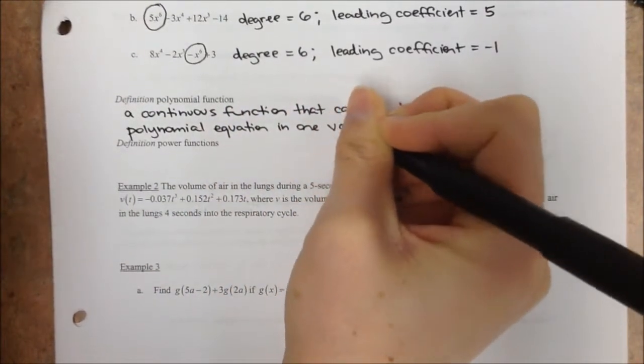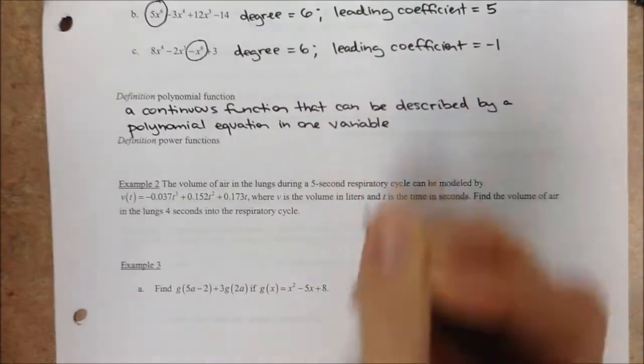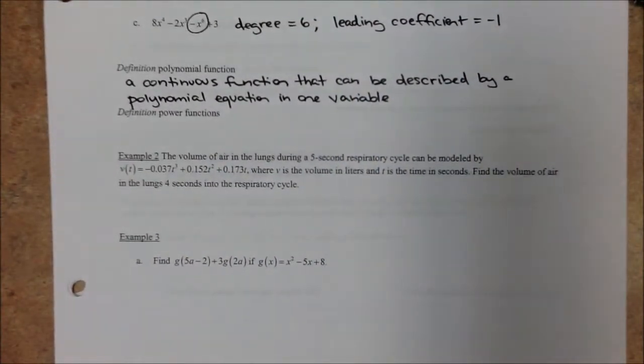A continuous function that can be described by a polynomial equation in one variable. Now in functions, we don't ever mix and match variables. We always have just the one.